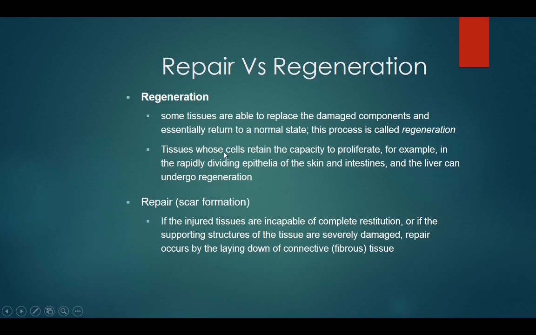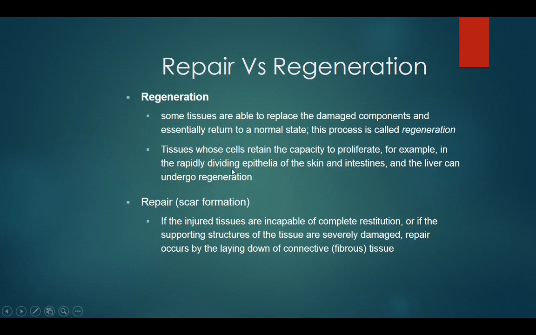So what is the difference between repair versus regeneration? In regeneration, there are some tissues which are able to replace the damaged components and essentially return to normal state. This process is called regeneration. These are tissues whose cells retain the capacity to proliferate, for example the rapidly dividing epithelium of the skin and intestine, and the liver can undergo regeneration. So in regeneration, there is some injury, and your tissue will be able to go back to the normal state, in the same condition like it was previously. So this is called regeneration.